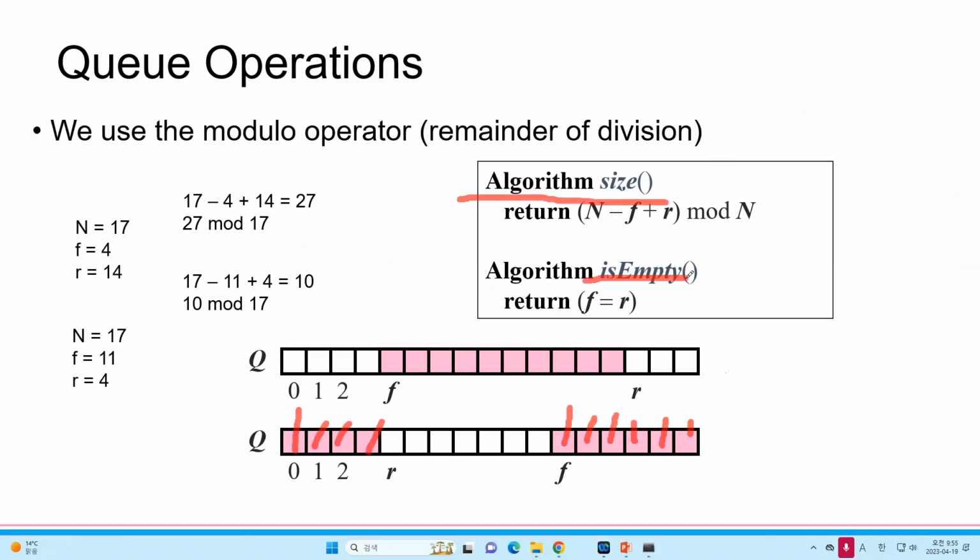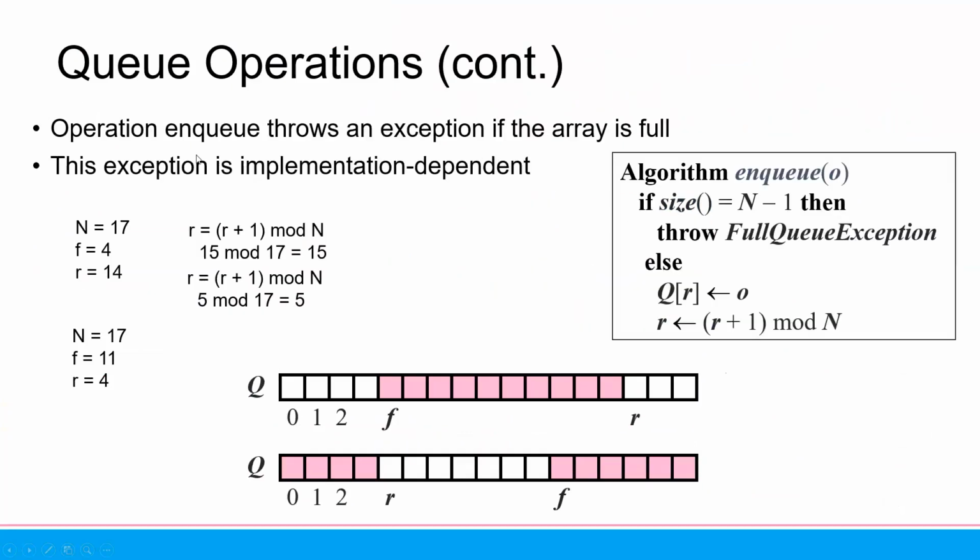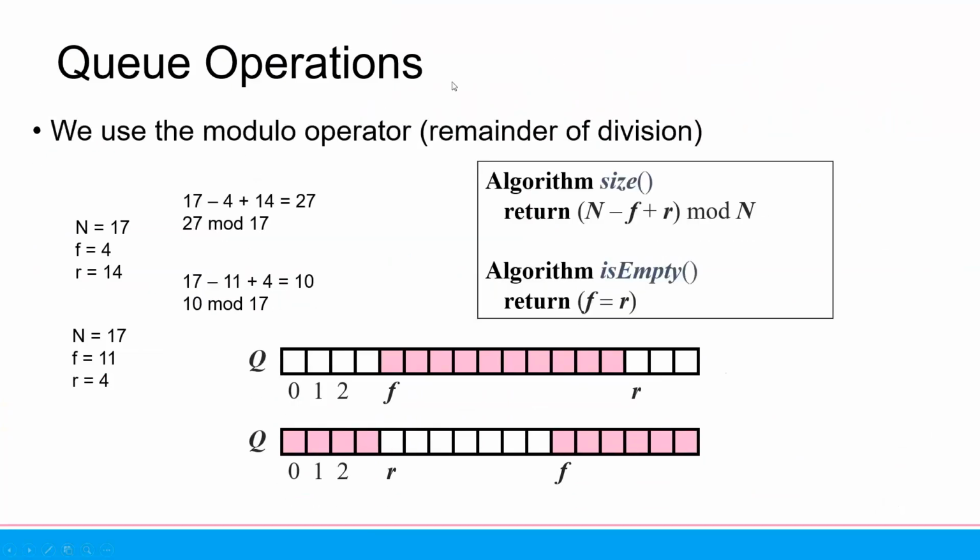The queue will be empty if f equals r. Okay, so there's still more. I will continue. Let's have a break first.